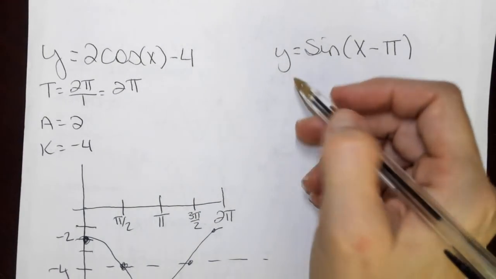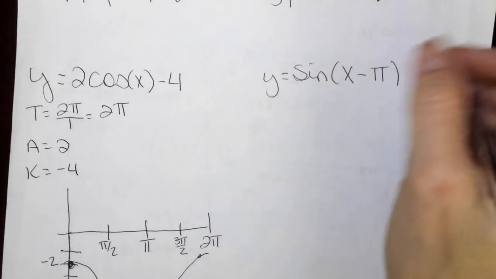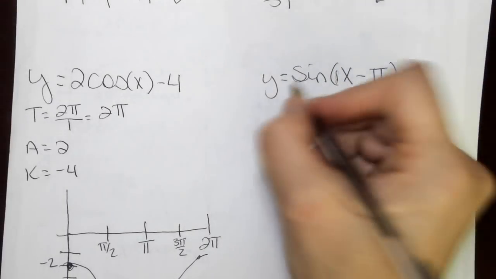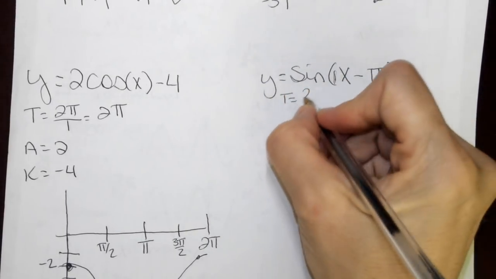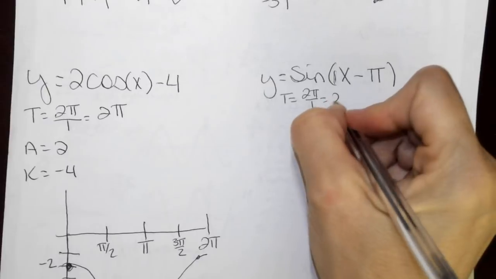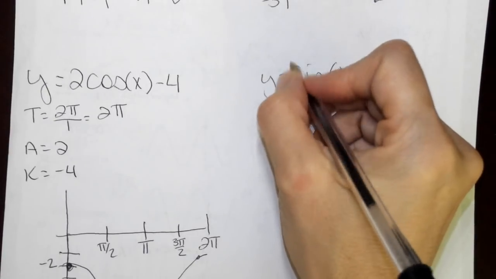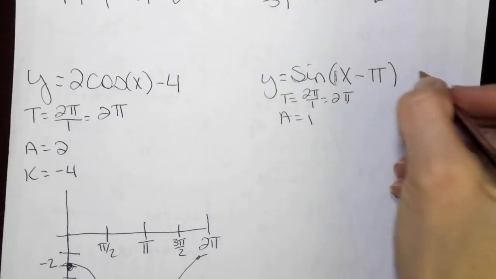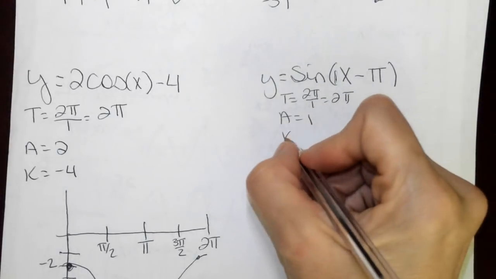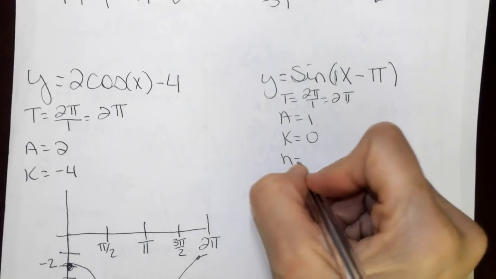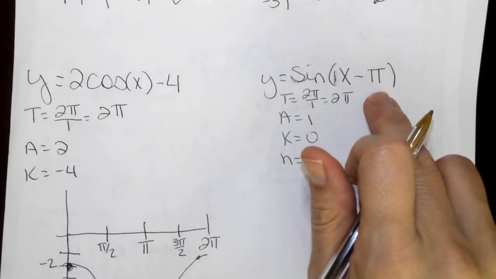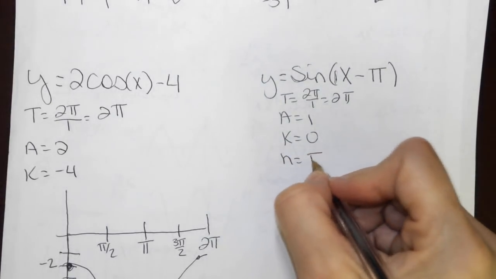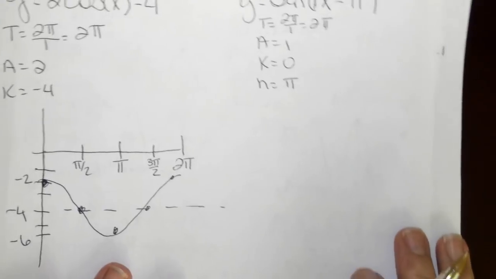And the last one we're going to do, this one has a horizontal shift. So there's a b right here of 1 again. So the period, again, is 2 pi over 1, which is 2 pi. There's no number out front here. That means my amplitude is equal to 1. I'm not adding or subtracting anything, so my k is equal to 0. But my h, this time I'm going to do a phase shift to the right, and I'm going to start at pi. So let's see what this kind of graph would look like.